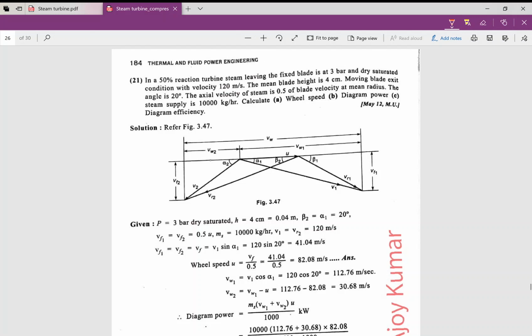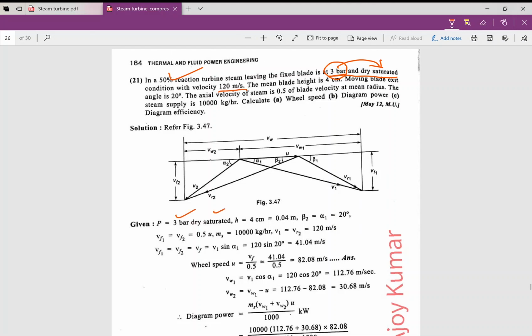So now the second problem is based on again 50% reaction turbine, that is a Parsons turbine. Pressure value is now given, 3 bar. In the previous numerical, a specific volume was given to you, but to calculate that specific volume v, these two data are given: pressure and dry saturated, that is x is equal to 1. So with the help of these two data, we can get the value of v from the Mollier chart. Now with velocity 120 meter per second.